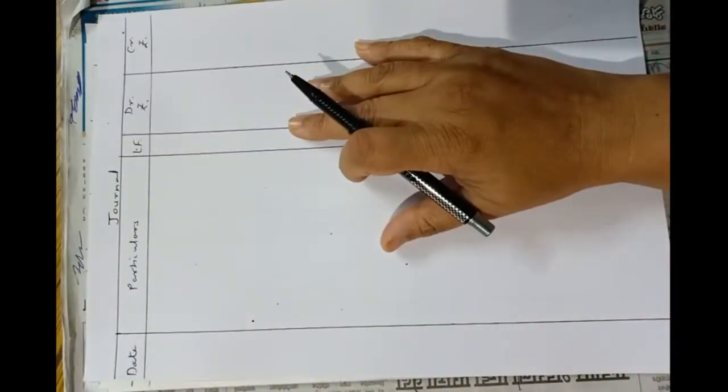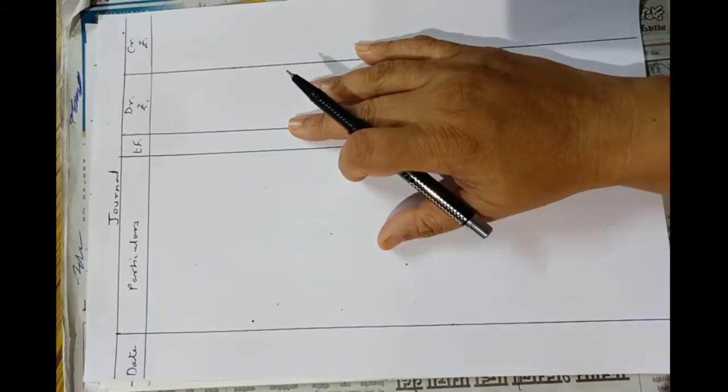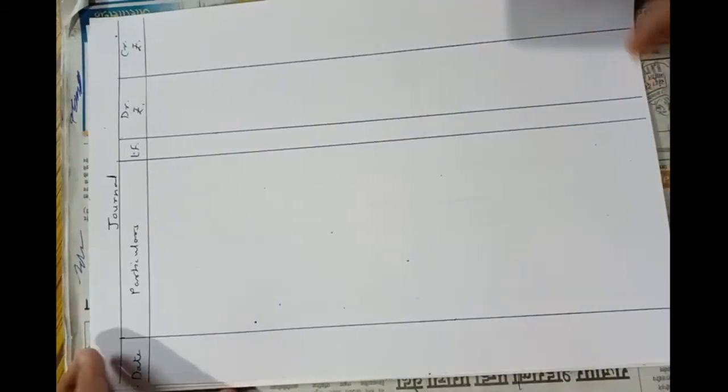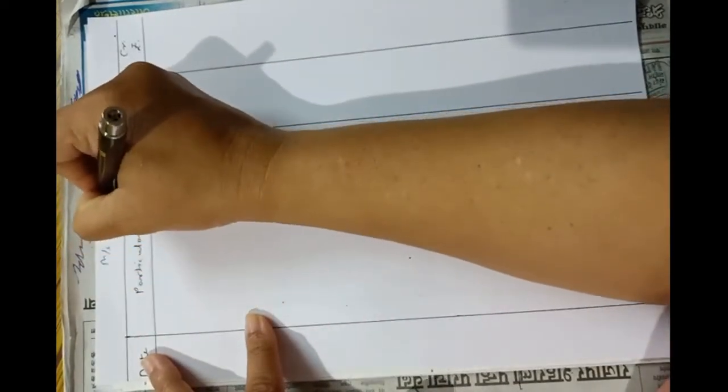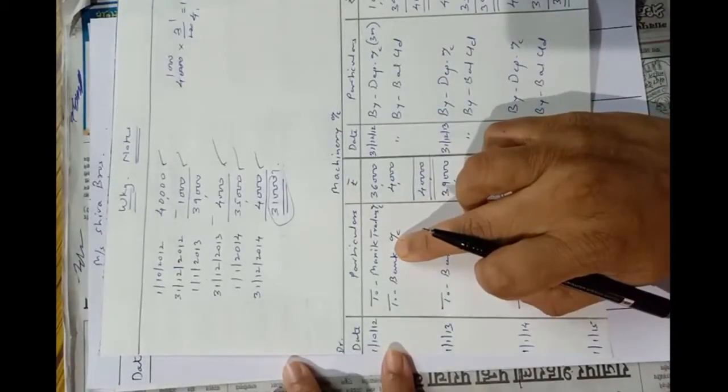They have told you to pass the journal entries, so we will pass journal entries here. Okay, journal entries in the books of Messrs Shiva Brothers. Journal entries. First journal entry will be of purchase of machinery. See, we have to pass this journal entry on 1st October 2012. Machinery account debit to Manik Traders account and to bank account.